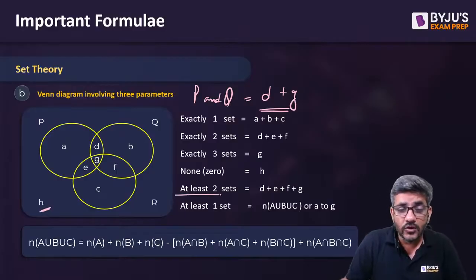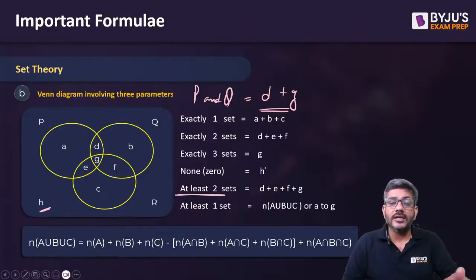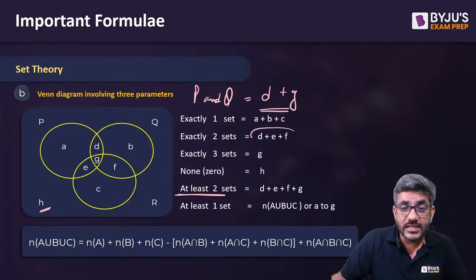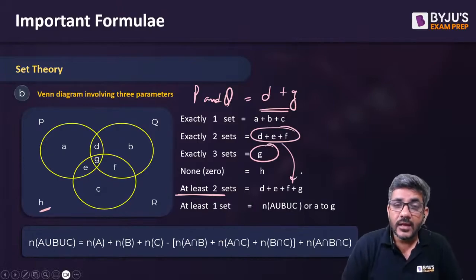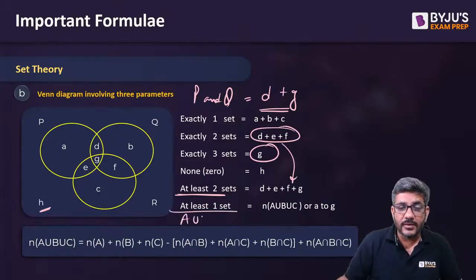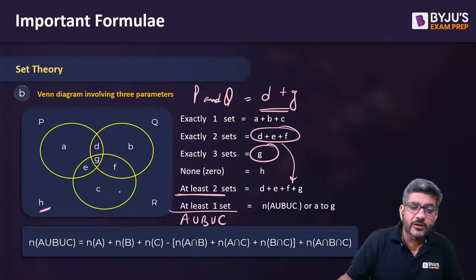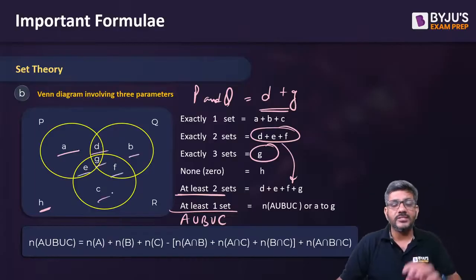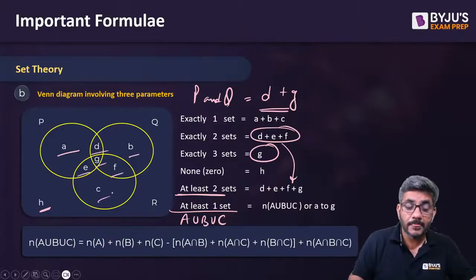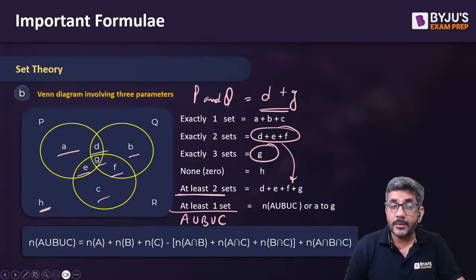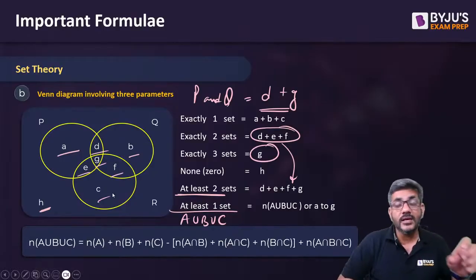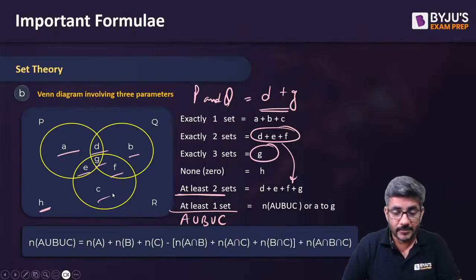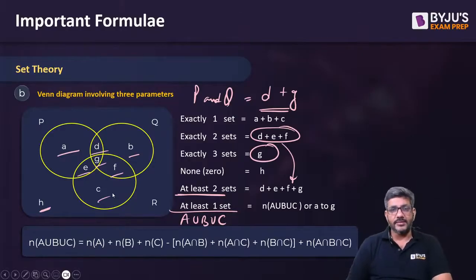At least two sets. What do you mean by at least two? That means people who are there in two sets or three sets. So two sets वाले ये, three sets वाले ये, their sum is D plus E plus F plus G, which is at least two. And at least one is as good as A union B union C, which is basically all the values which are inside the circles, A plus B plus C plus D plus E plus F plus G. So everything except H is A union B union C. I repeat, you can call it A or B or C. ठीक है, और के मायने अलग होते हैं, A और B और C के मायने अलग होते हैं. This is about a Venn diagram of three parameters.